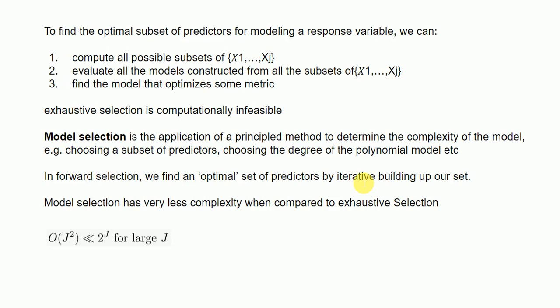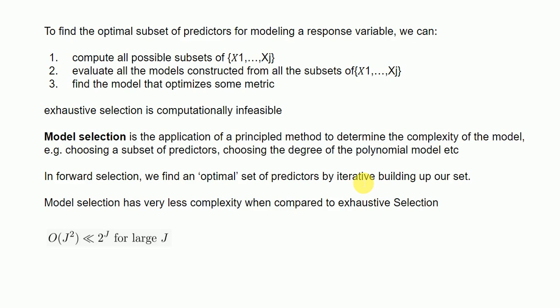So exhaustive selection is computationally infeasible because we are doing all the combinations of values of x. So we will go to model selection. Model selection is an application of a principled method to determine the complexity of the models. For example, choosing a subset of predictors and choosing the degree of a polynomial model, etc.